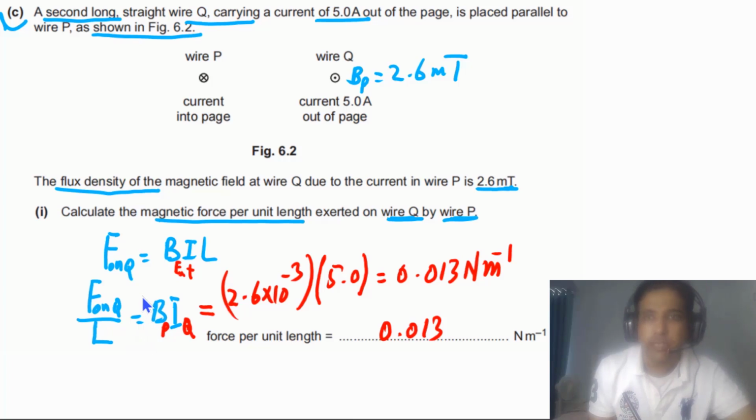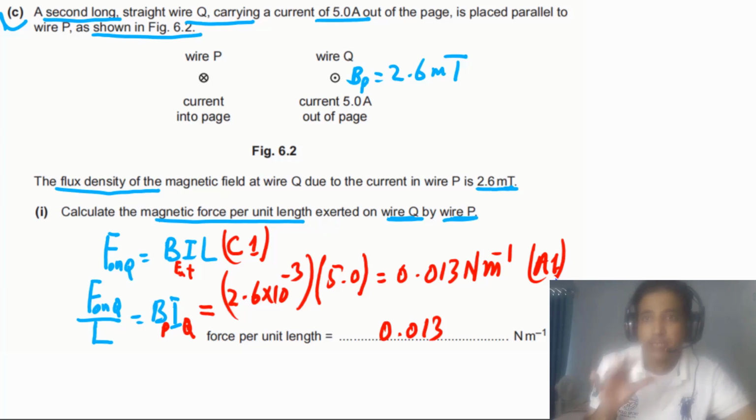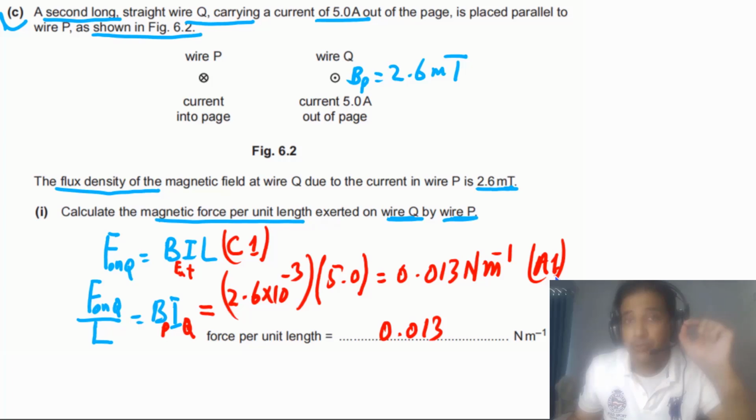The first mark you will get if you have written this formula. For writing this formula, you will get 1 C mark. And if you have got the right answer, you will get another mark. If your answer is correct, you will get 2 marks. But if your answer is wrong, but you have written the formula, you will get 1 mark.